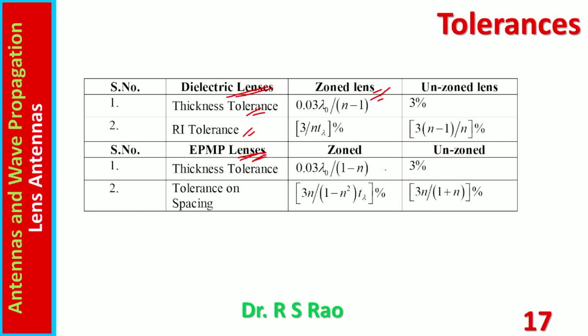For zoned lens, it is 3% for unzoned lens. Tolerance on spacing is 3n over 1 minus n square t lambda percentage for a zoned lens. For unzoned lens, it is 3n over 1 plus n percentage. It is already explained, n stands for refractive index, t is thickness in wavelengths.